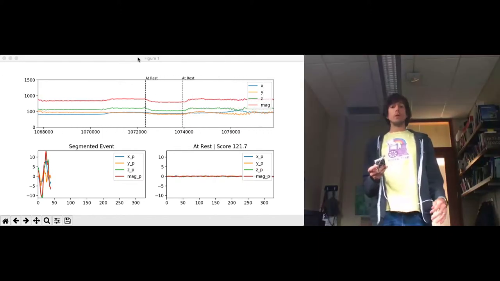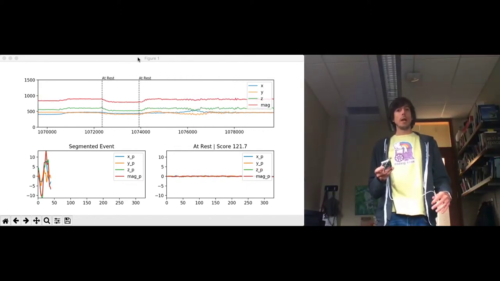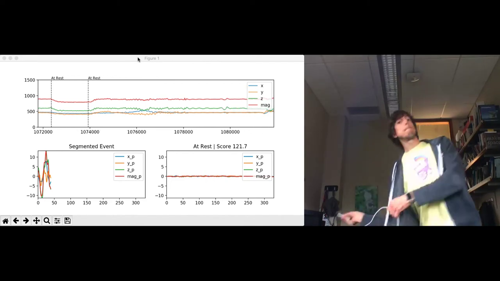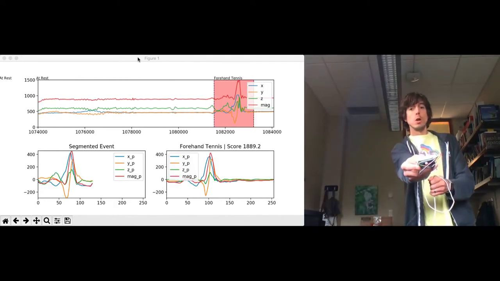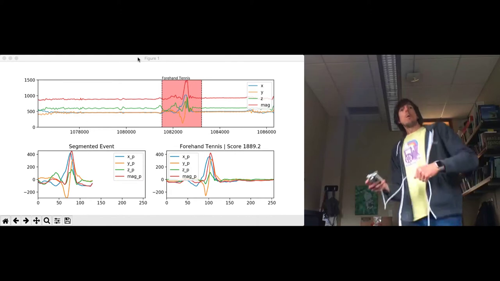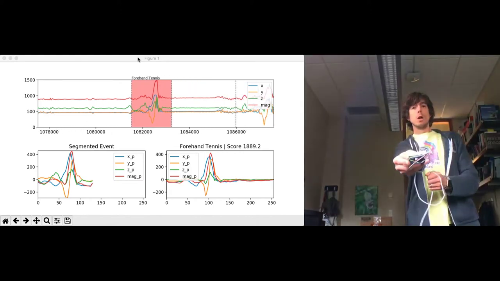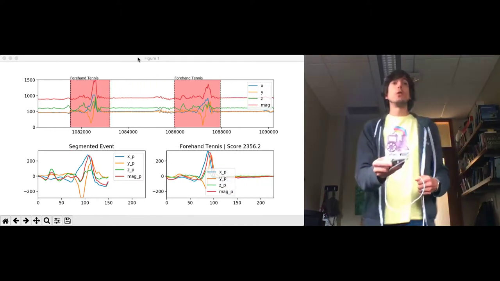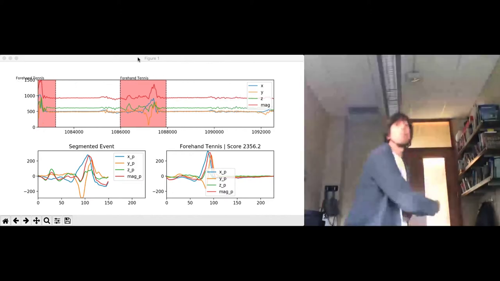Maybe the first thing we can do is a forehand tennis move. And again. We can also do a backhand tennis.